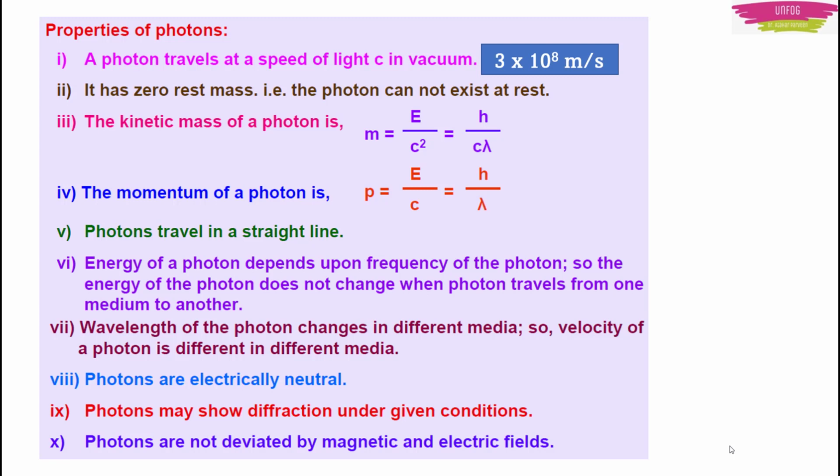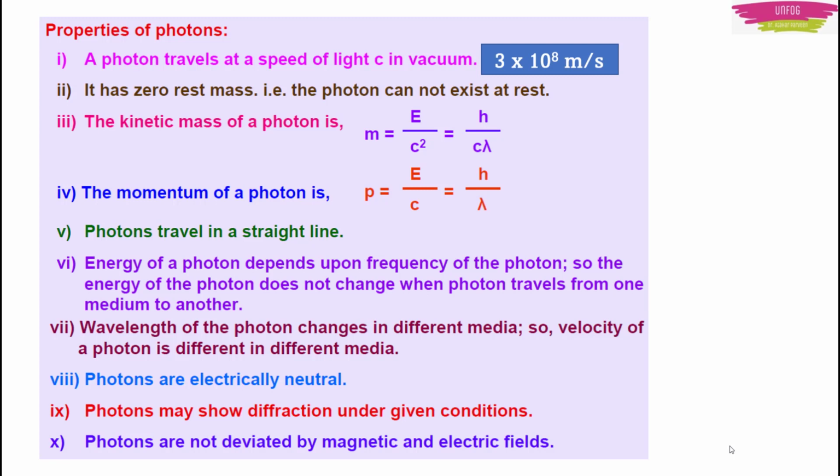The next property of a photon is very interesting. It is that the photon has zero rest mass. Zero rest mass means if it is at rest, then it is not having any mass. That means a photon cannot exist at rest. It can exist only if it is moving. Obviously, a photon is light, right? If it is moving only, you can know that there is light. Or else it is not existing at all. So, a photon has zero rest mass.